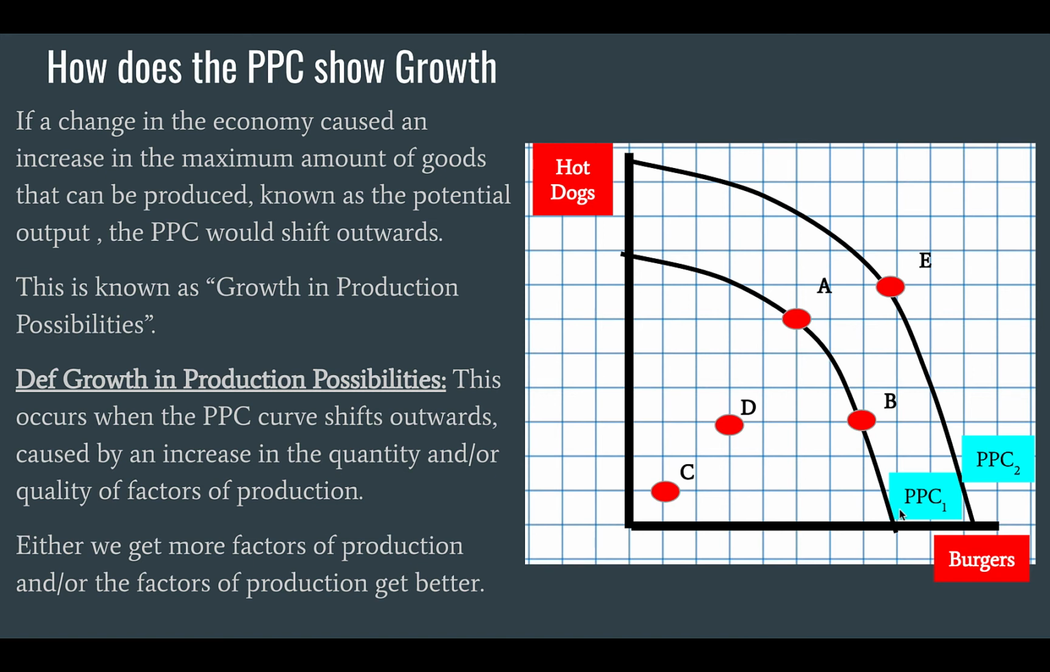And again, quantity and quality of factors of production, improvement in the state of technology will cause an outward shift, increase in the quantity and quality, of course, of factors of production. This is known as growth in production possibilities.